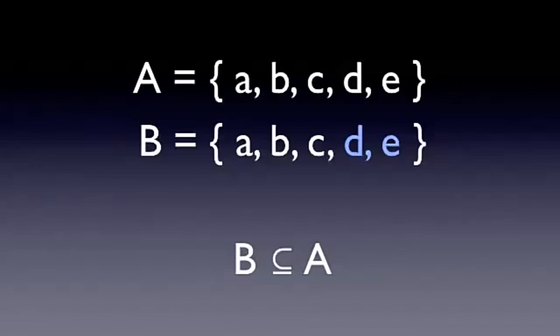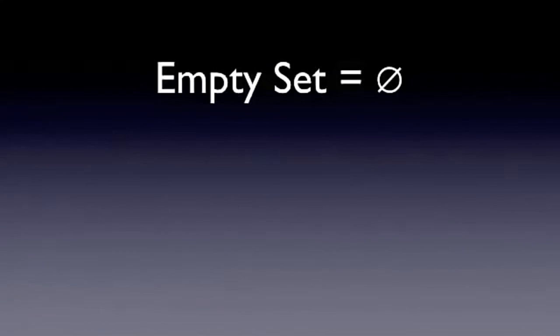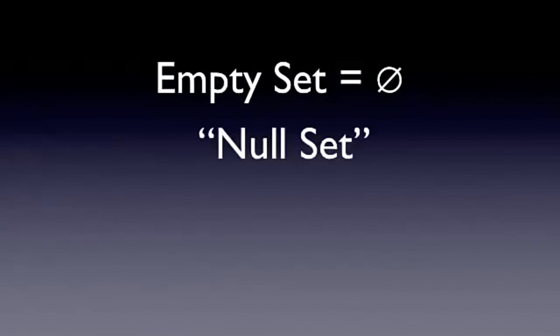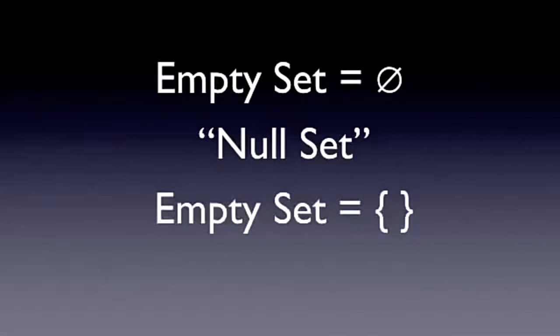An important subset is the empty set, which uses this symbol. The empty set is sometimes referred to as the null set. The empty set is also represented by using an empty pair of braces. As you can probably guess, the empty set refers to a set or a subset that contains no elements. Remember, all sets contain the empty set.